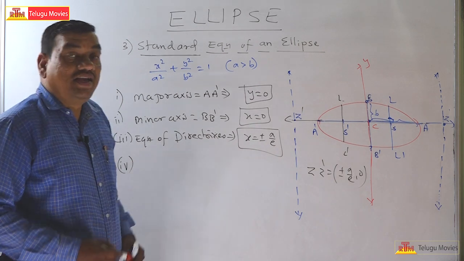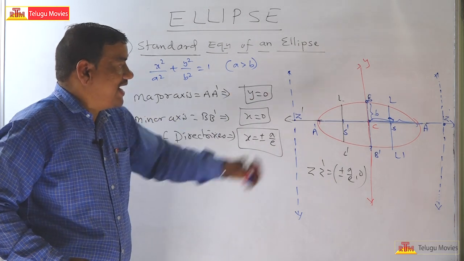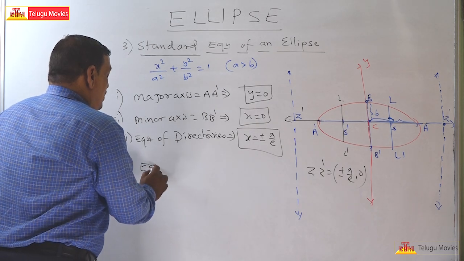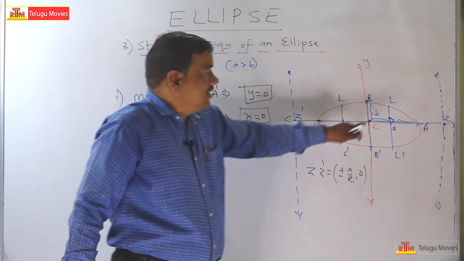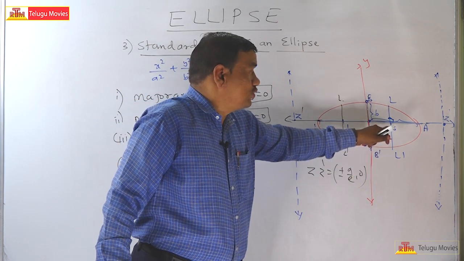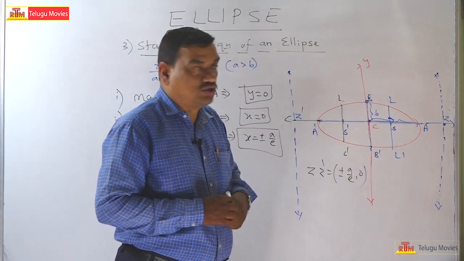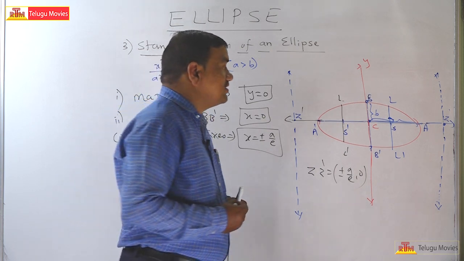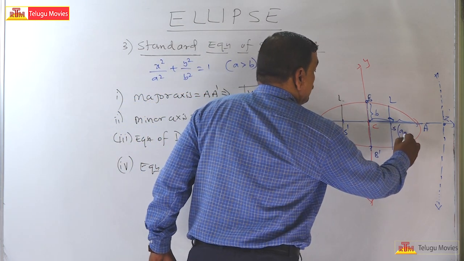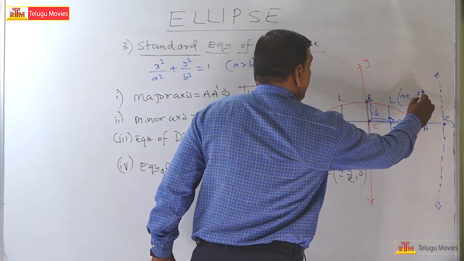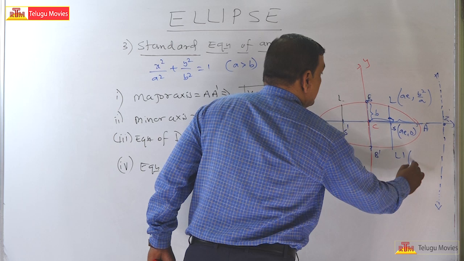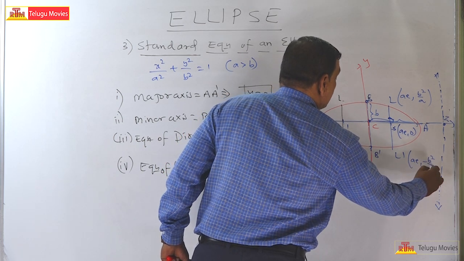Fourth one, equation of the latus rectum. See here, the latus rectum passes through the focus S also. What are the coordinates of S? This is equal to AE comma 0. This is L, AE comma B square by E. So this is L dash, AE comma minus B square by E.